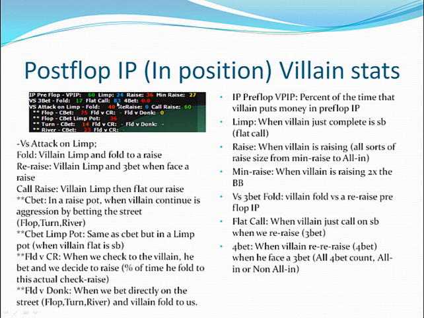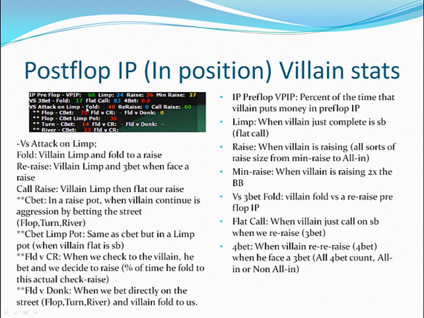Flat call, this stands for when the villain just calls on the small blind when we re-raise him, so when we 3-bet the villain and he's flat calling us. As you can see, the number is pretty high. 4-bet, when the villain re-raises us pre-flop, also known as a 4-bet, when he faces a 3-bet pre-flop. Whenever the 4-bet is all-in or just a min 4-bet, this number will rise.